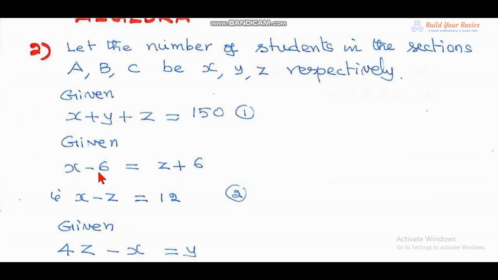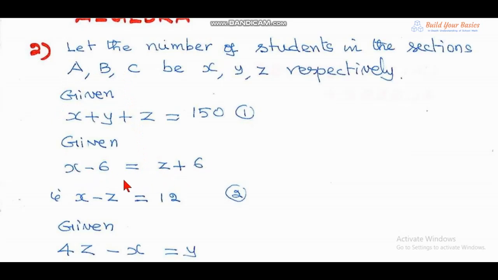They are shifted from section A to section C. How many students are in section C? z. The 6 students go from A to C. So the number of students in C becomes z + 6. But it is given the sections A and C will have equal number of students. So x − 6 = z + 6. Then the number of students in A and C will be x − 6 and z + 6. It is given A and C will have same number of students. So x − 6 = z + 6.